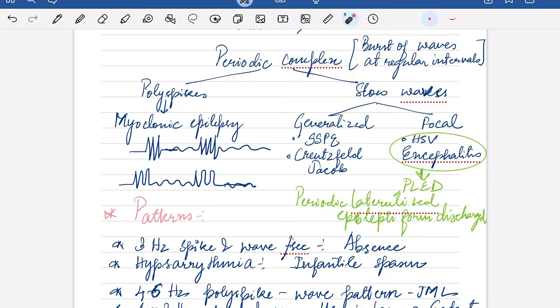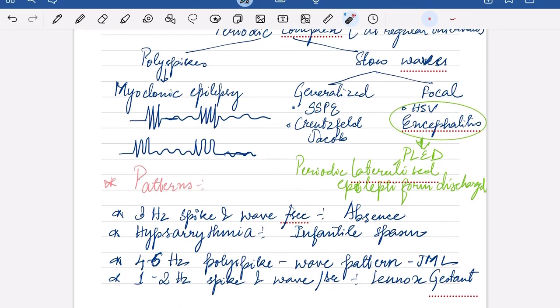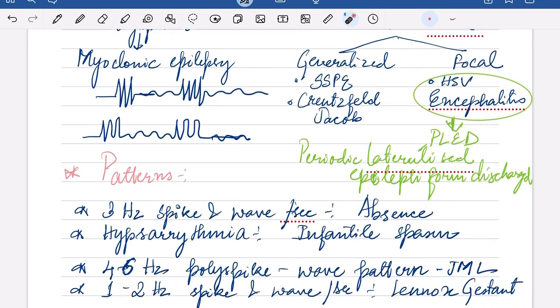In case of slow waves, again there is generalized and focal. Generalized slow waves of periodic complexes are seen in SSPE first and Creutzfeldt-Jakob. However, focal periodic complexes, very importantly, are seen in HSV encephalitis. Here it is known as PLED, that stands for periodic lateralized epileptiform discharges. Now coming to a few patterns that we see.